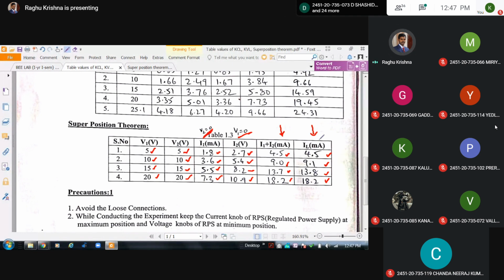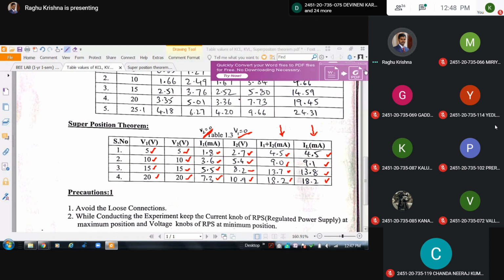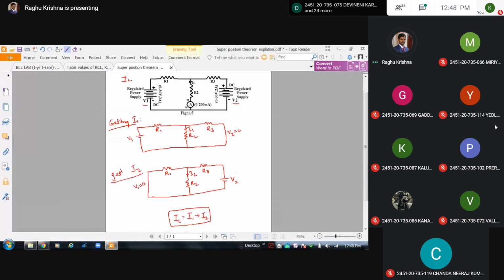Is this clear? If you understood these circuits, then you can easily understand the table. If you understand the circuits, then easily you can understand the table.